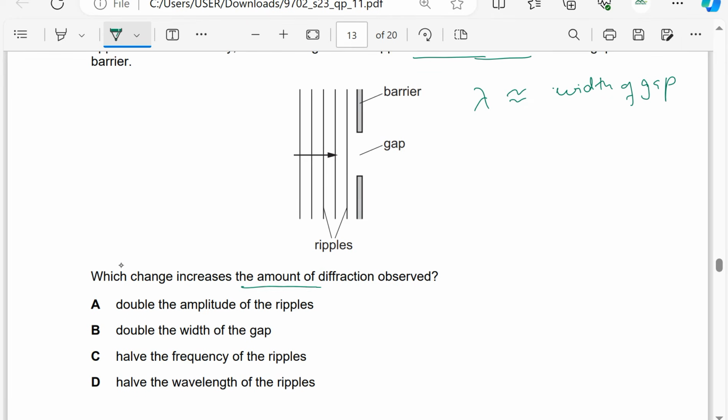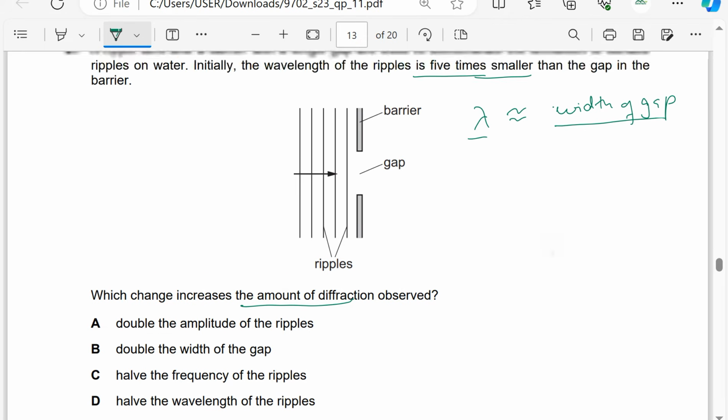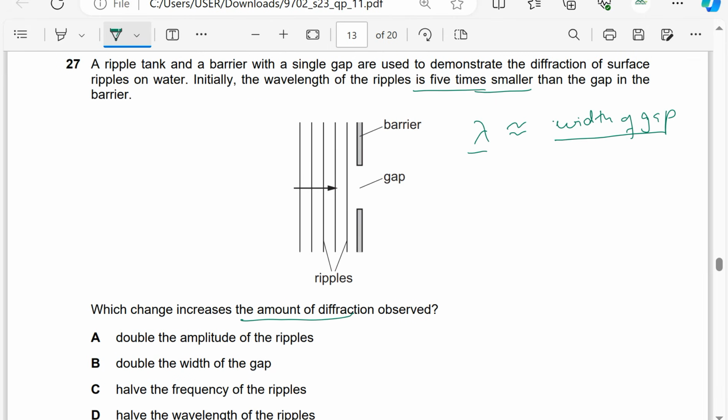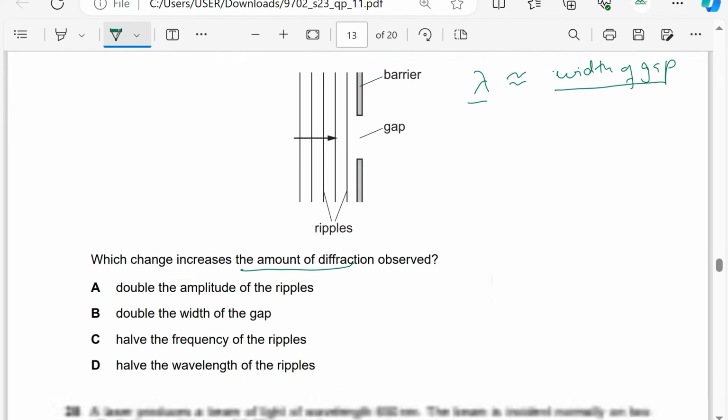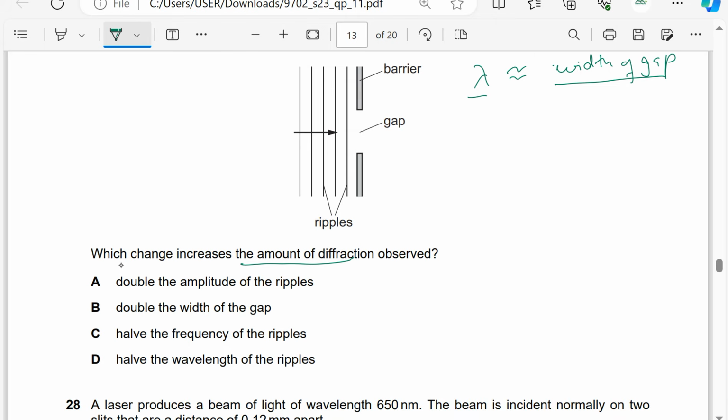Which change increases the amount of diffraction? To increase the diffraction, we must make sure that the wavelength is almost the same as the size of the gap. Already the gap is many times bigger than the wavelength. So either we increase the wavelength or we decrease the width of the gap. So double the amplitude of the ripples: the amplitude does not affect the diffraction. Double the width of the gap: it is already big. When we double it, we again reduce diffraction.